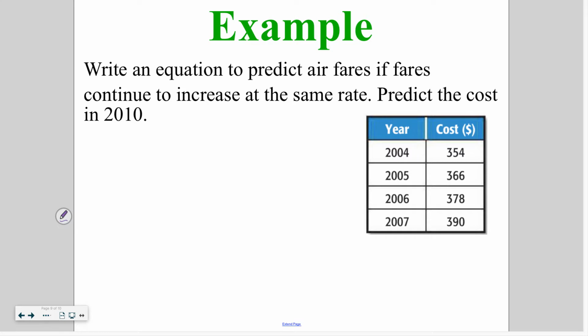Last thing we have is when we are given a table. This is the same example where we are given 2 points. It's just a different way of looking at the points. So we're writing an equation to predict the airfares if the fares continue to increase at the same rate. We're going to predict the cost for 2010. So we're given our chart.